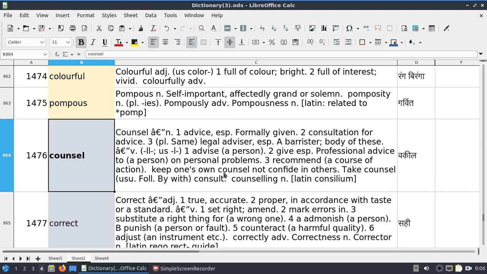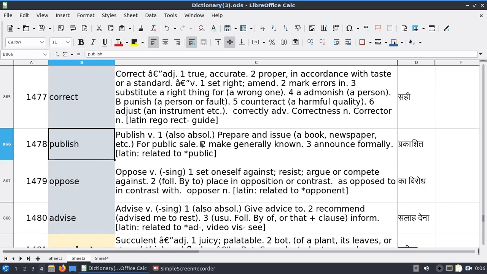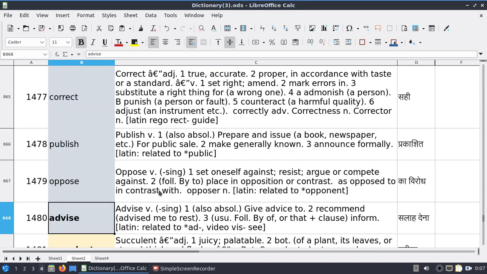Counsel. Counsel is giving advice. Follow my counsel. That means follow my advice. You listen to the counsel of your elders. In the end, wiser counsels prevail. Okay? Correct means what is true, what is accurate. Publish is to announce it to the public, or you show it to the public. For example, the first edition was published in 2000. He works for a company that publishes books, etc. Publishing is making it public. Oppose is not agreeing, resisting, arguing, or competing against something. Advise is giving advice, giving some recommendation, giving some idea, giving some salah. Salah dena hai, right? Counsel is actually giving advice. This is the right meaning.